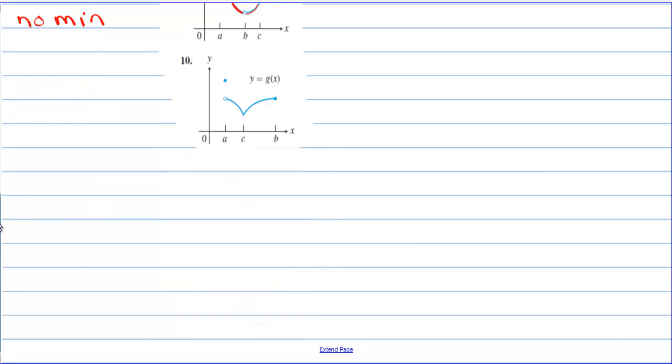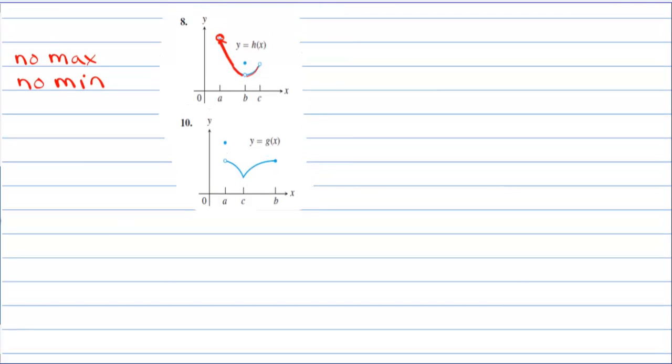On number 10, we have a maximum value way up here. So we have a max at A, and we have a minimum value right here down at C.